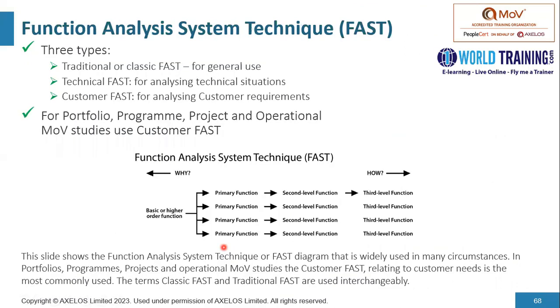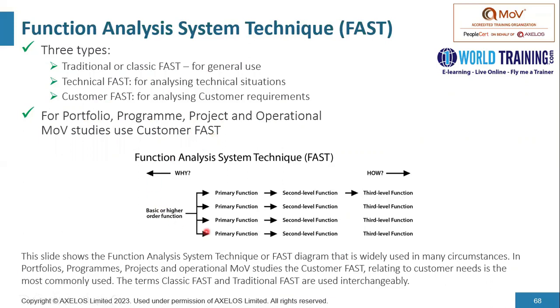So there are broadly three types of function analysis. Number one is a traditional or classic FAST. The first one is more for general use. The second one is a technical functional analysis for analyzing technical situations. And the third one is a customer functional analysis, which is used for customer requirements. For portfolio, program, project, and operational MoV studies, we're going to use customer functional analysis.